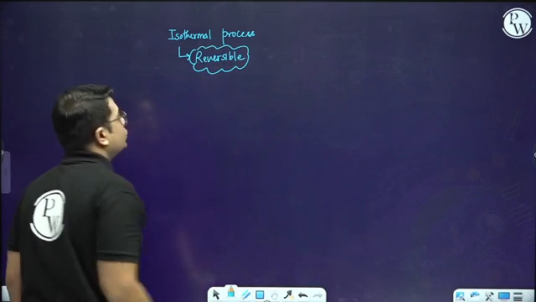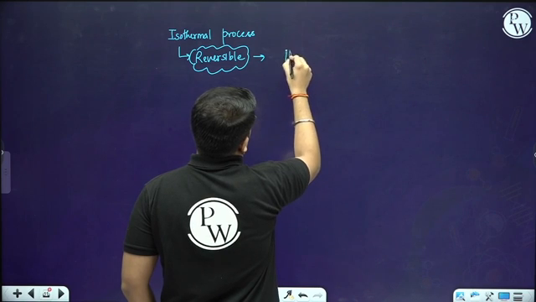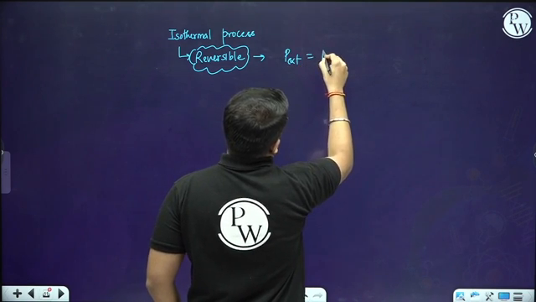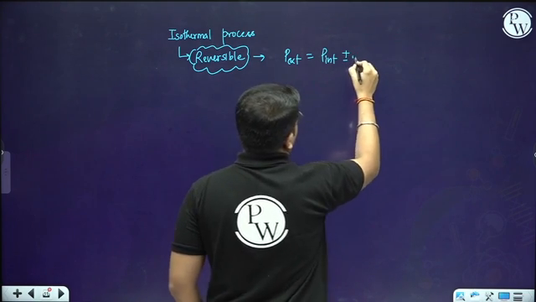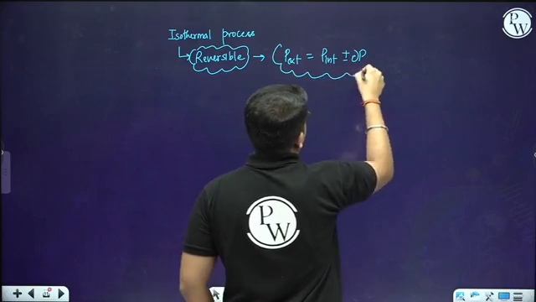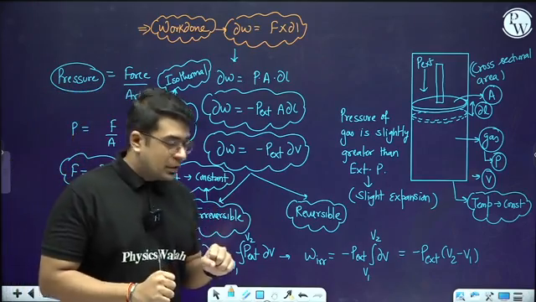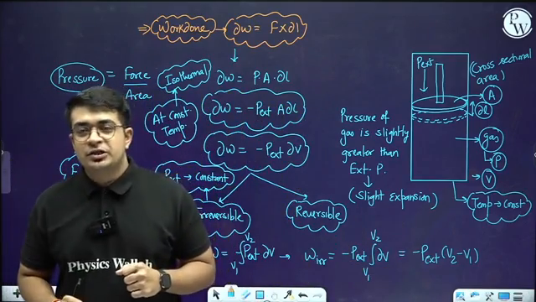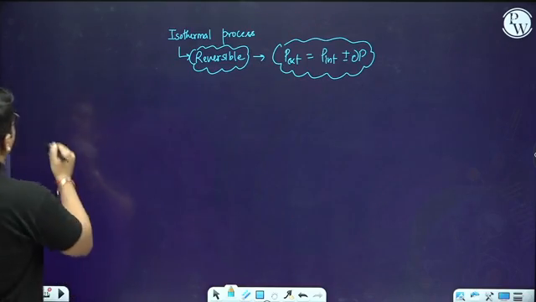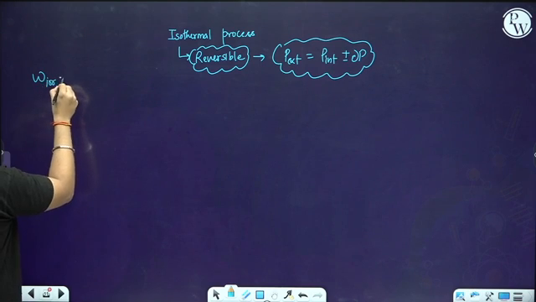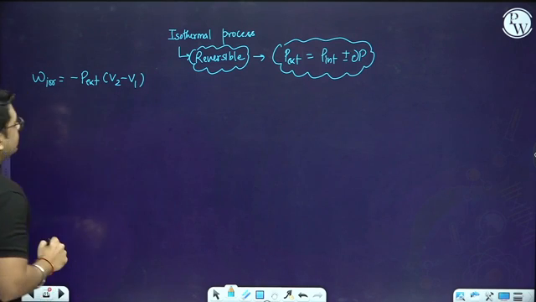If this condition holds true, we know that in case of a reversible process, P external is basically equal to P internal plus or minus dP. That depends upon the expansion as well as compression. Now one more thing I want to add. How can you say whether this work done is expansion work or compression work? If this holds true, W irreversible will be equal to minus P external (V2 minus V1).